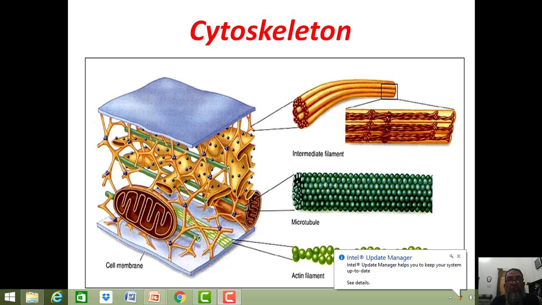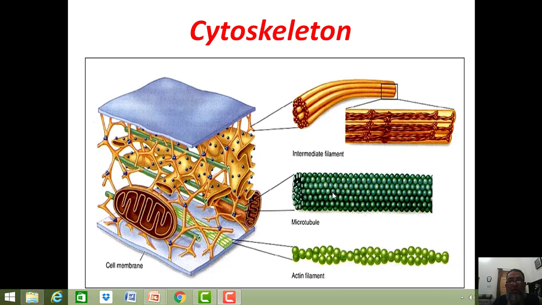In front of you, the slide is about the types of cytoskeleton elements. One is the intermediate filament, in between is the microtubule, and the lower one is the actin filament. This diagram will tell you how this cytoskeleton is interconnected throughout the cytoplasm with the organelles, with the nuclear membrane, and with the plasma membrane as well.